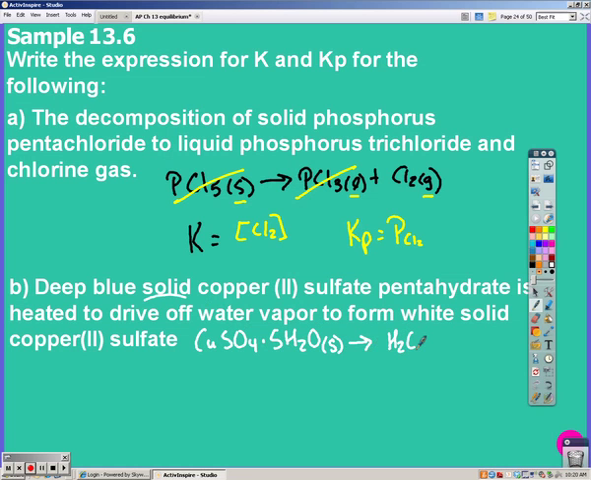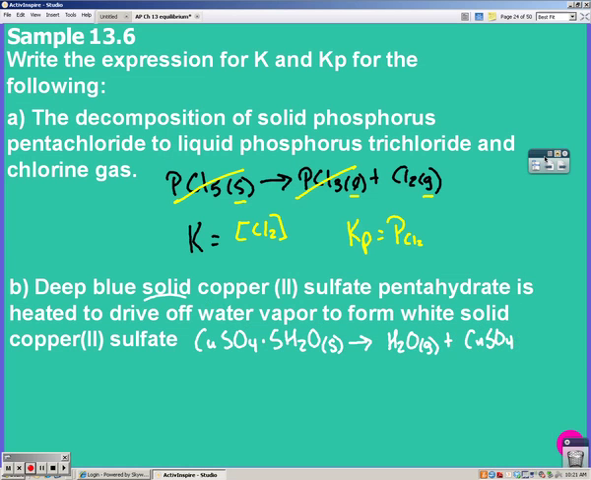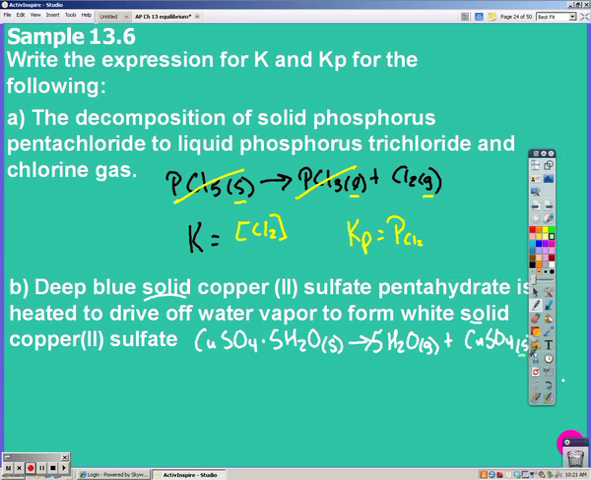Down at the bottom we have copper 2 sulfate pentahydrate. Remember that means we have 5 waters attached and it's solid. And when that decomposes, we're going to have water and copper 2 sulfate. Water a gas and copper 2 sulfate a solid. We do have to balance. We have a solid, so we eliminate. A solid, so we eliminate. And again, we have just a product.